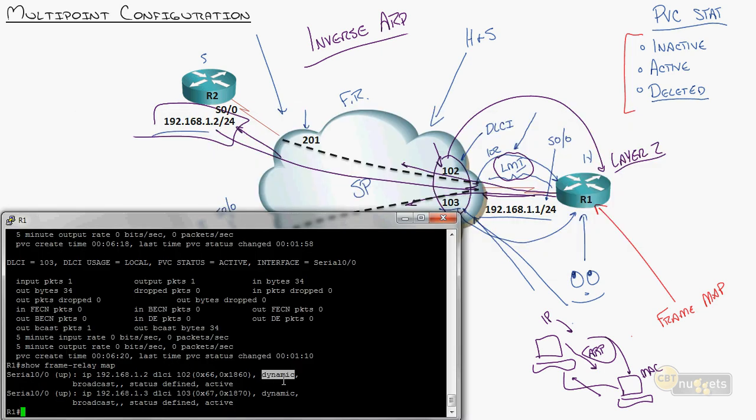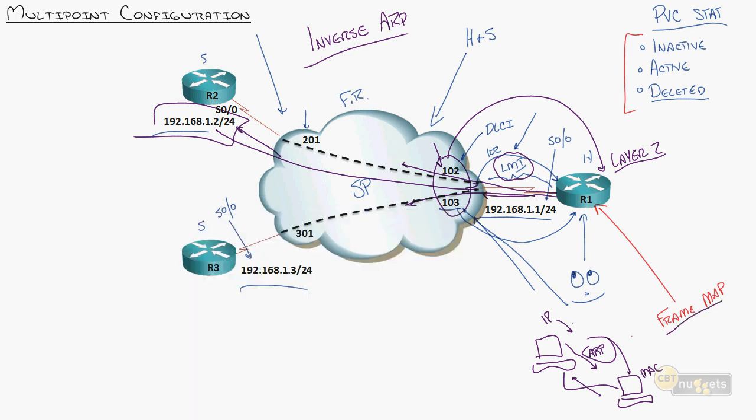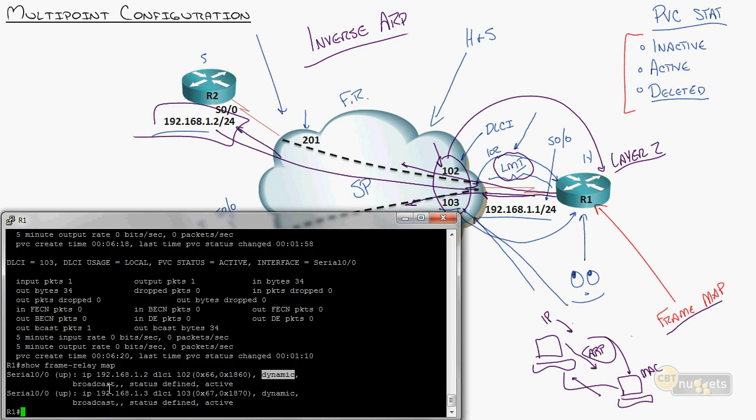the router dynamically builds the map. That's what this dynamic word means. And by the way, the opposite is static, where I manually type in, using the frame relay map command, what IP address and DLCI it has. But dynamic broadcasts are allowed. It's defined. It's active. It's working. So much can be seen just by that one command of how this system all worked out.